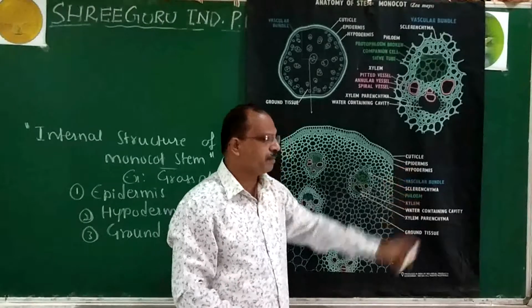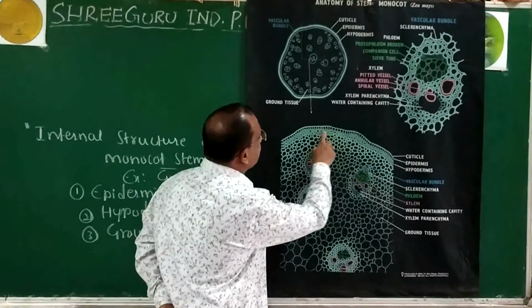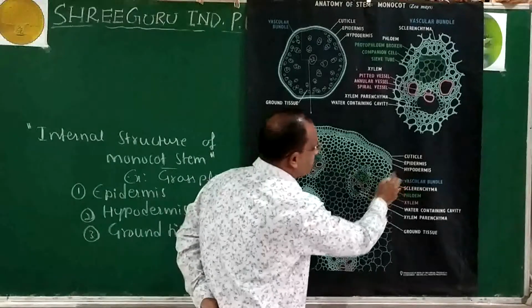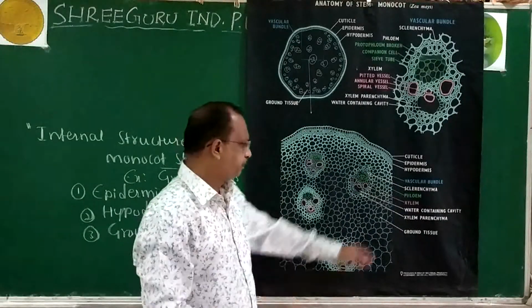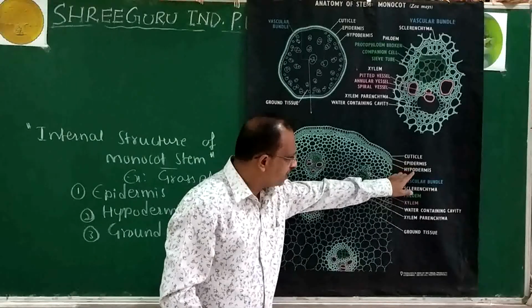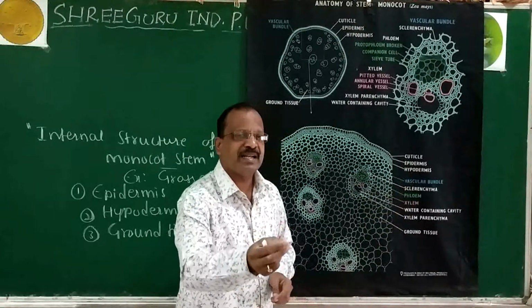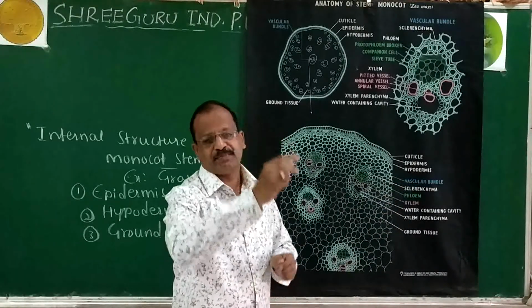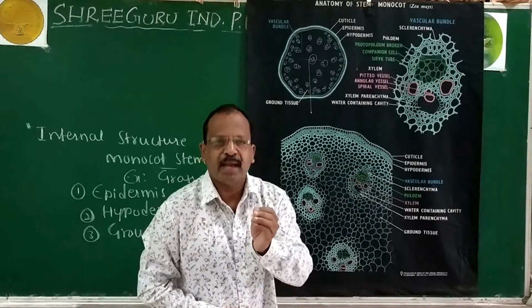Just below the epidermis, hypodermis is present. It is made up of sclerenchymatous cells. You know already, sclerenchyma is a dead tissue at maturity.